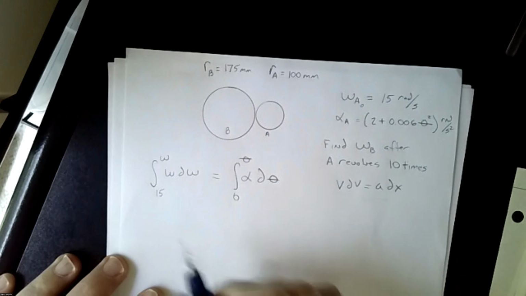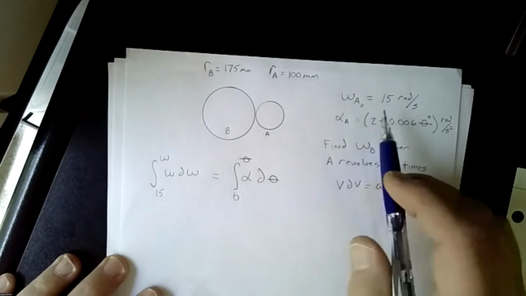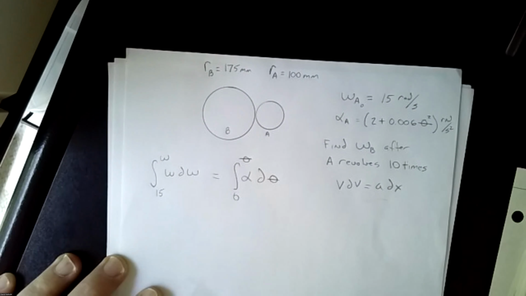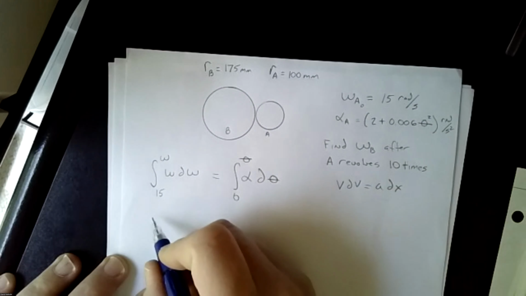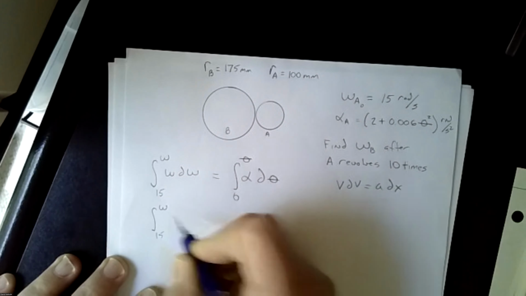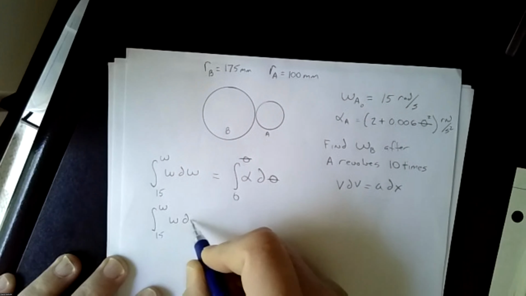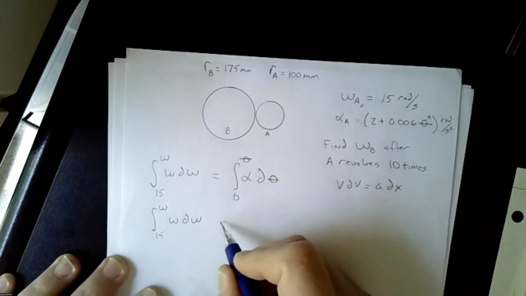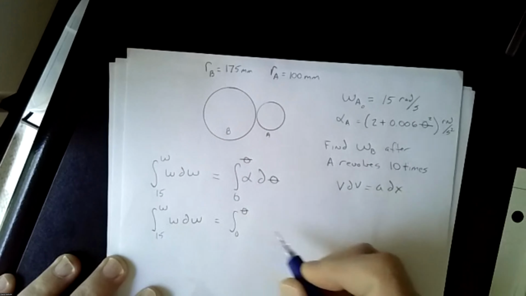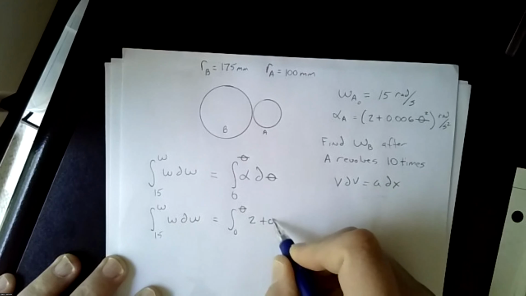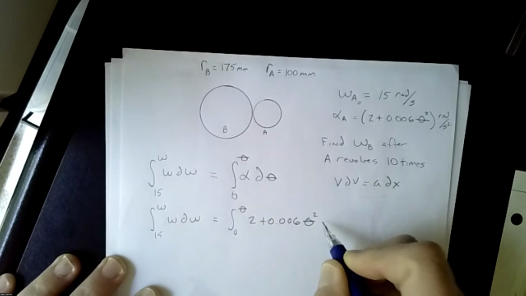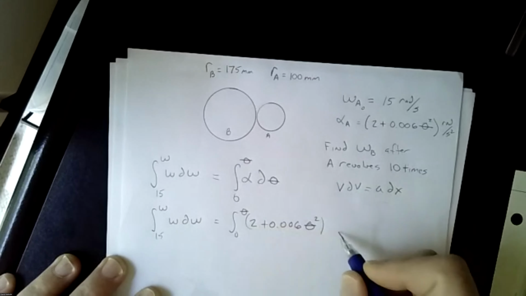So we know that this is our initial omega, right? Like we said, up to wherever it's at. And then we want to go from 0 to however many radians we have to go. So we'll go ahead and write that in. Integral from 15 to omega of omega d omega, they do look like w's, sorry, equals the integral from 0 to theta of 2 plus 0.006 theta squared d theta.